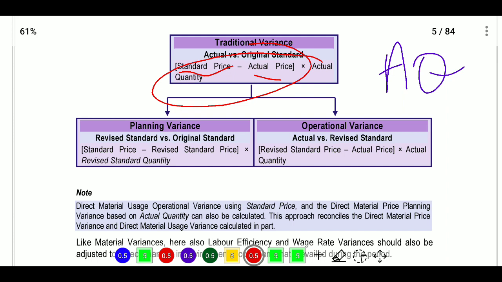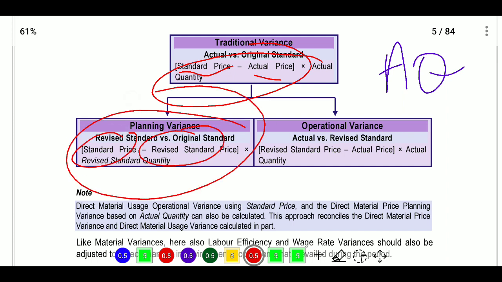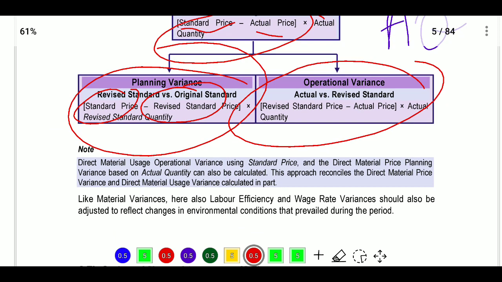Next, after doing the operation we will revise our standard. So now which is the first price? Standard price minus revised standard price into revised standard quantity. Next, operational variance. What is the operational variance? Here, revised standard price minus actual price into actual quantity. This is the material usage variance and price variance.